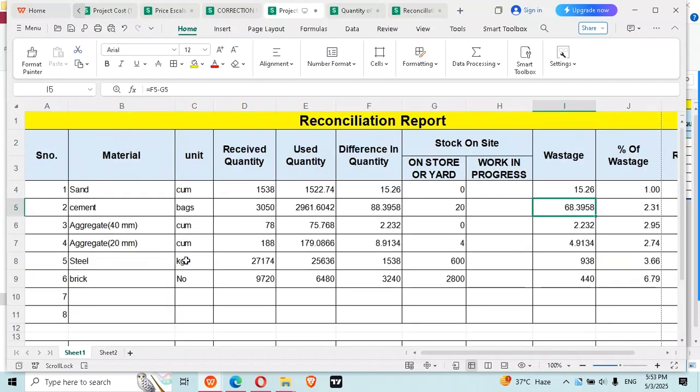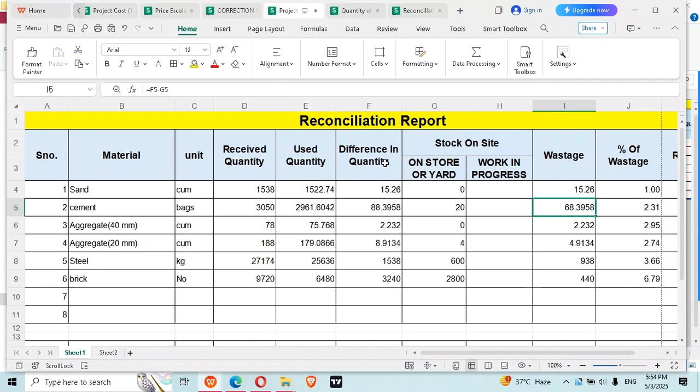And this is the unit of measurement here, you can see it. Received quantity: this is the quantity we received during the project. For example, sand 1538 cubic meters, cement 3050 bags we received. And how much quantity did we use during the project, we have written here. So you will know from the reports how much material you have received and how much you have used.